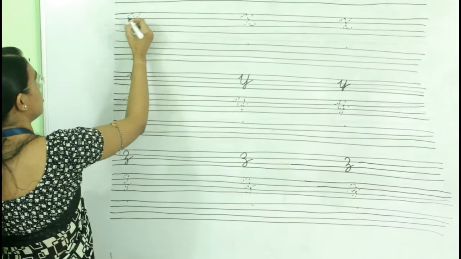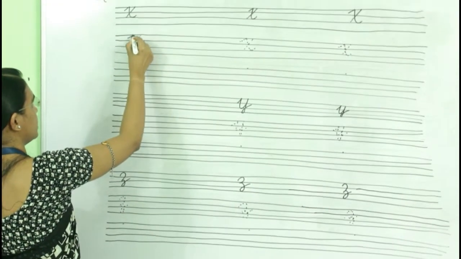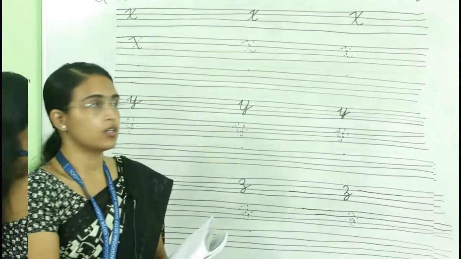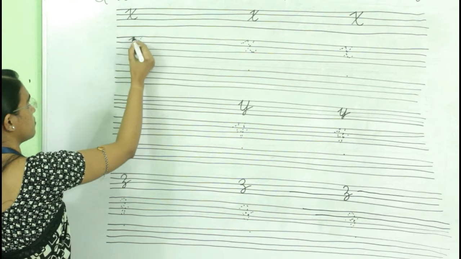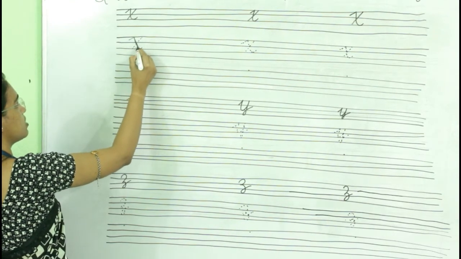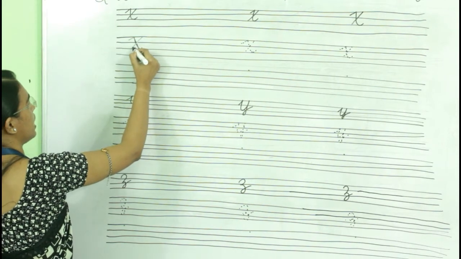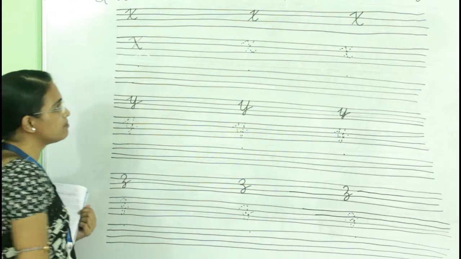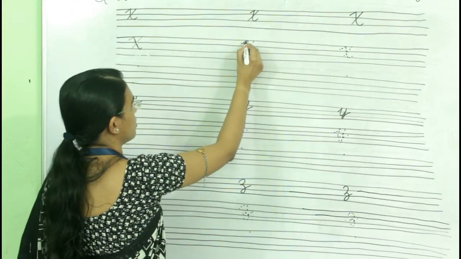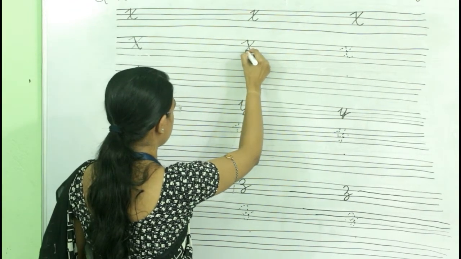For that, you have to start from here. Draw a slanting line like this, then make a small curve, then another slanting line like this. The two lines cross each other, okay? So this is cursive capital letter X.